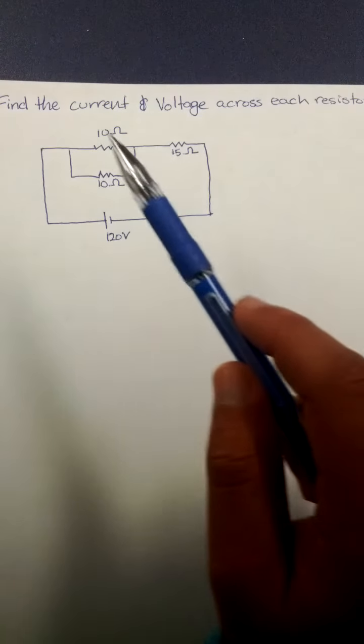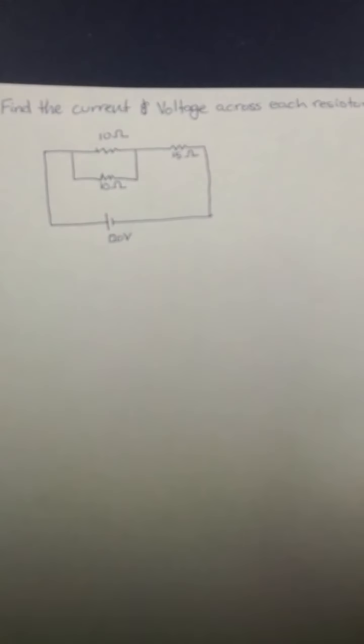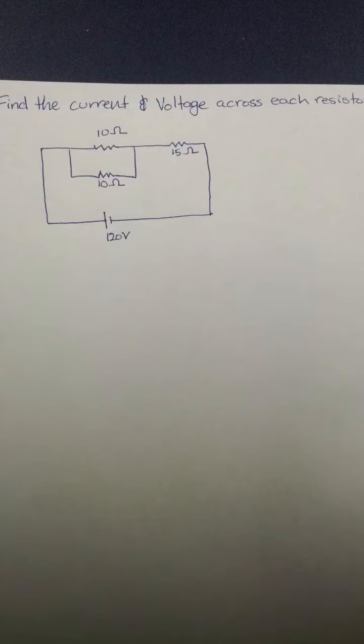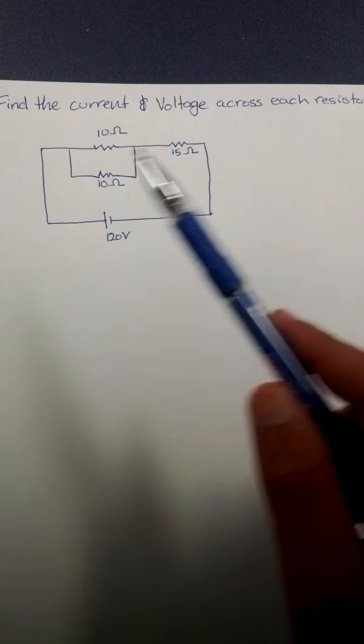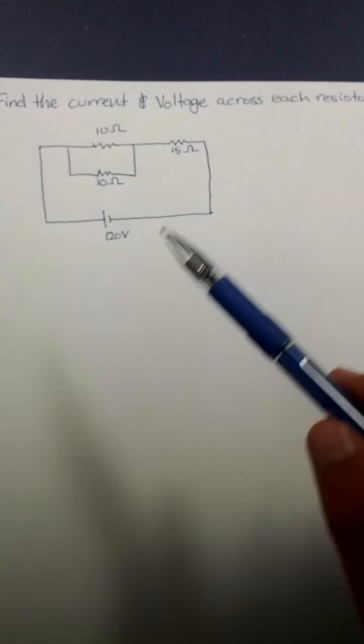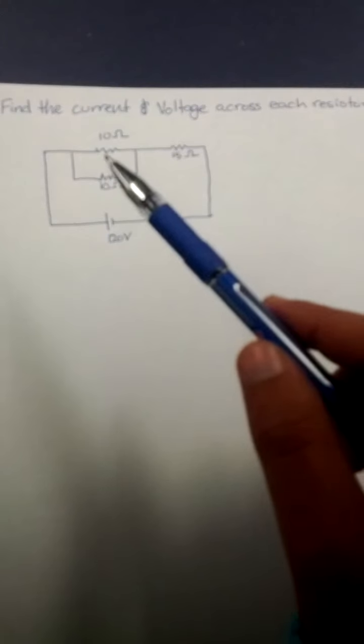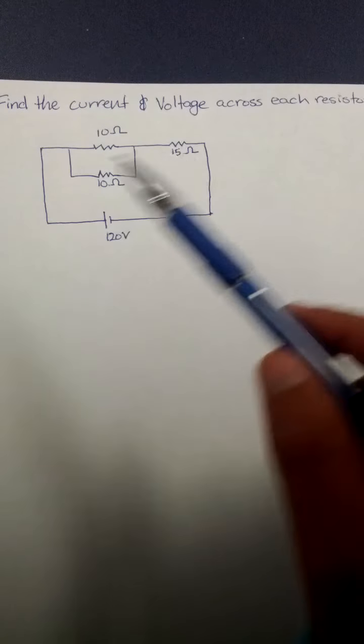So we're supposed to find the current and voltage across each resistor. So 1, 2, and 3. This seems complicated because it's hard to tell how you would tackle this type of question. It's not a complete series because there's this parallel, and at the same time it's not complete parallel because there's this one which isn't parallel.